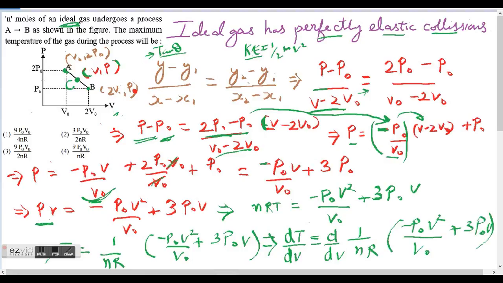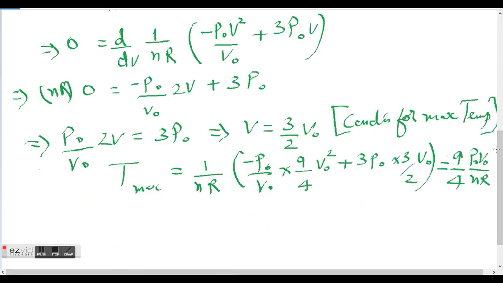I'm supposed to calculate temperature. So using that intuition in mind, I'm going to multiply V on both the sides so that I can substitute PV is equal to nRT later, right? So PV is equal to negative P naught V squared over V naught plus 3 P naught V, right? So 3 P naught came from 2 P naught plus P naught. I got 3 P naught and then multiplied by V. Now I'm gonna substitute PV is equal to nRT. That's the ideal gas equation. And then nRT is equal to negative P naught V square over V naught plus 3 P naught V.